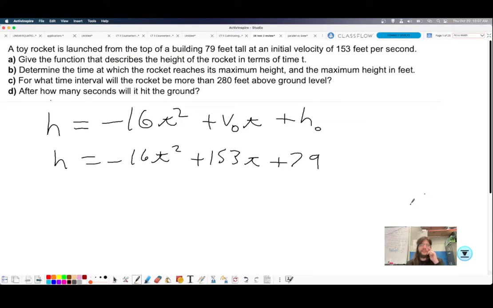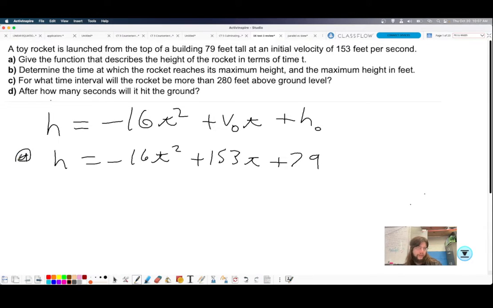All right, so we just started the first problem. Here we go. You need to know the basic equation for projectile motion: negative 16t squared thanks to gravity, plus your initial velocity times time, plus your initial position. We use h in this case. Typically, you'll see a 0 and s. Makes no difference. So for part A, plug in the numbers.